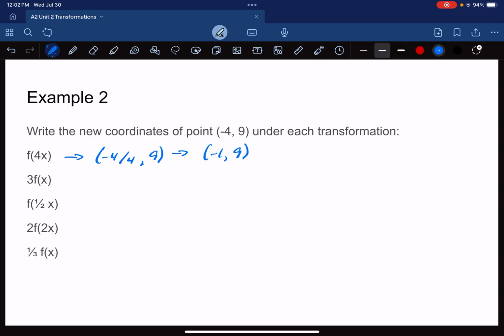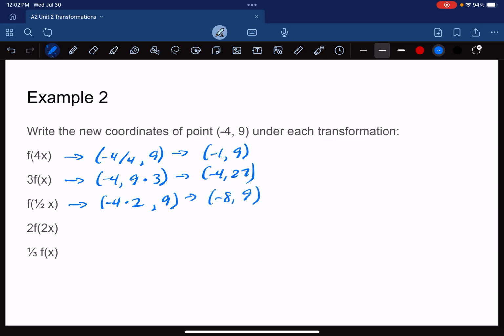3 f of x is working outside, so that's on the y value. The negative 4 stays the same, and I'm going to do 9 times 3, so it gives me negative 4, comma 27. Then f of 1/2 x sounds like it would cut it in half, but instead it's going to multiply by 2, and the 9 stays the same, so that gives me negative 8, 9.